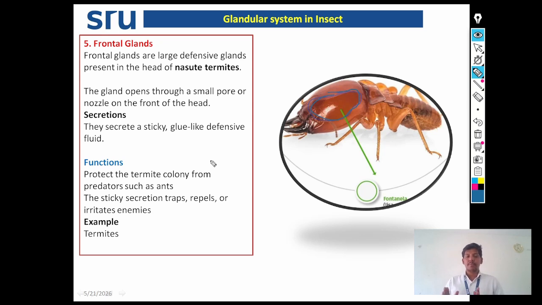that protects the termite colony from predators such as ants. This sticky secretion traps, repels or irritates enemies. In that way, these nasute termites get protection from their natural enemies.